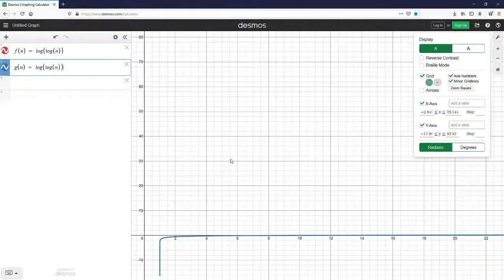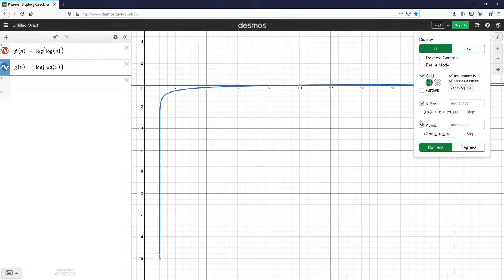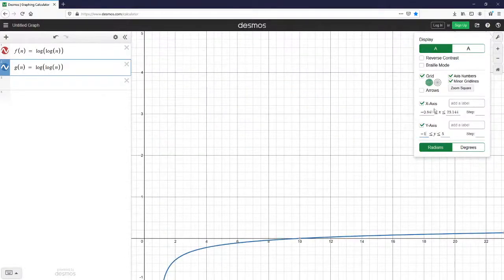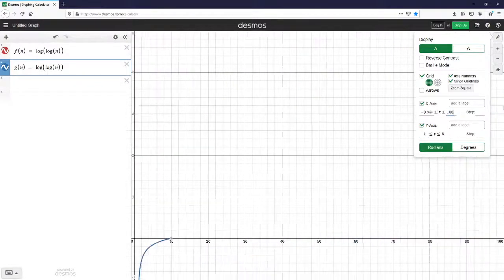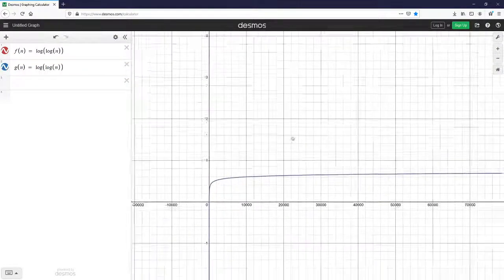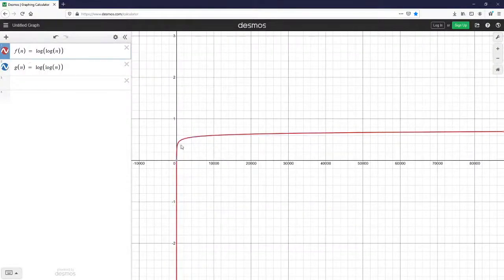Let's see if we can even see the... So, okay, we need to blow this up. So let's blow this up to 5. And let's make this -1. And then let's take this out to 10,000. And then, where is log? Oh, they're both log. That's why. Okay, here we are.